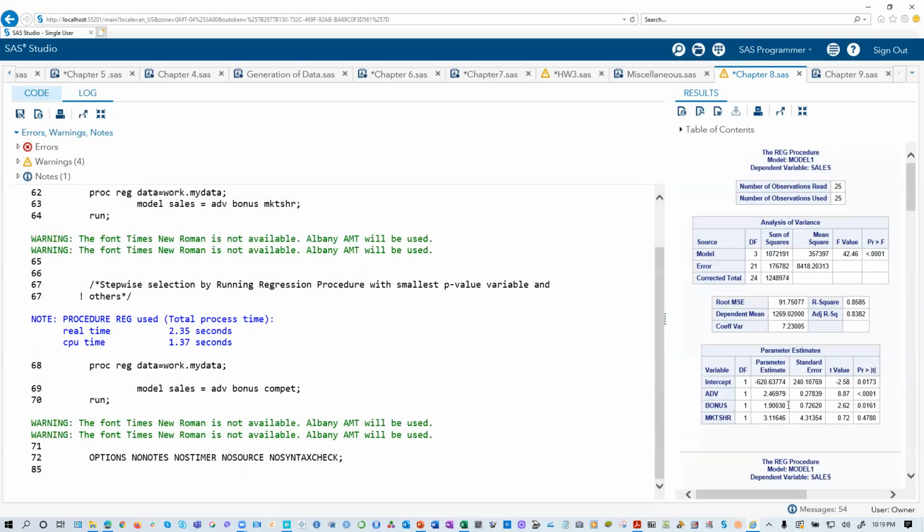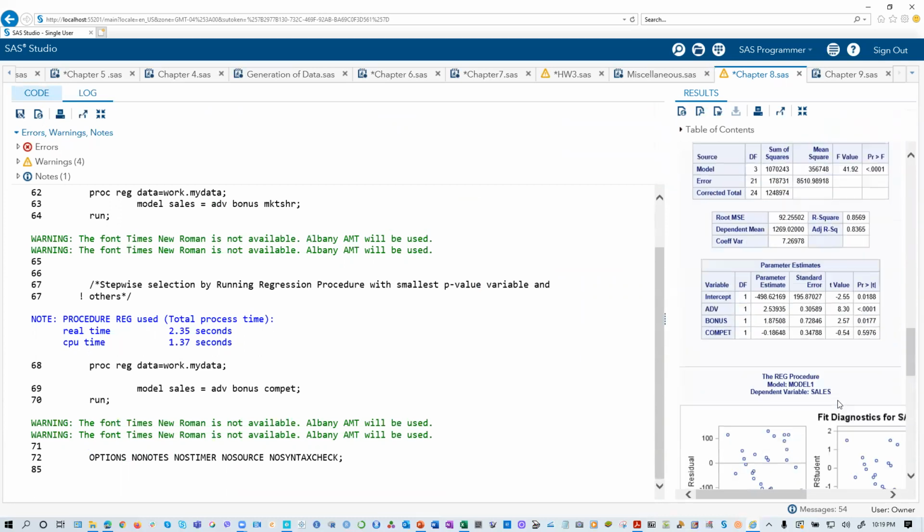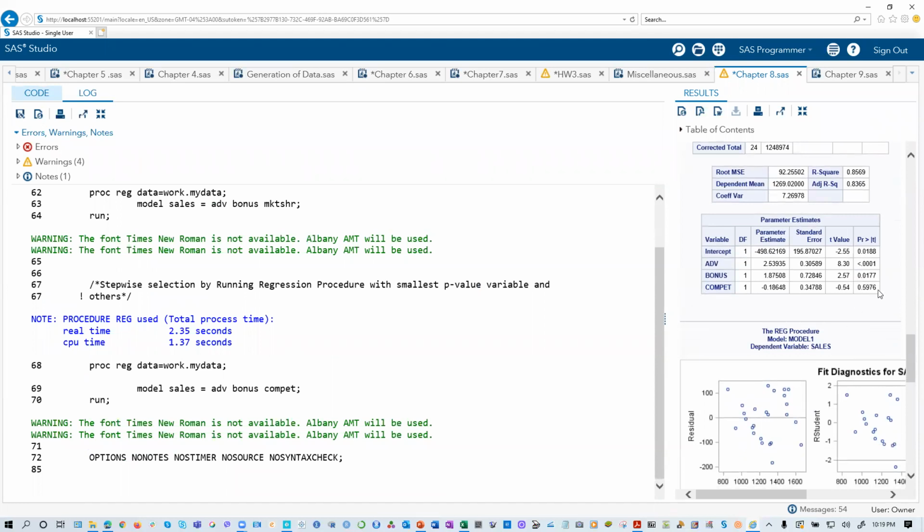We have 3 of them. Then let's check the P value. For market share, the P value of this one is 0.47. This one is 0.5, competition. So which one are we going to take out?